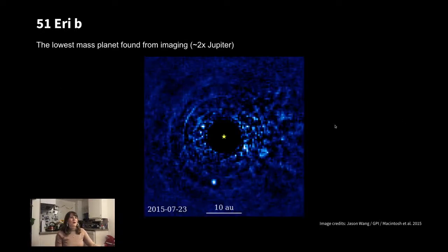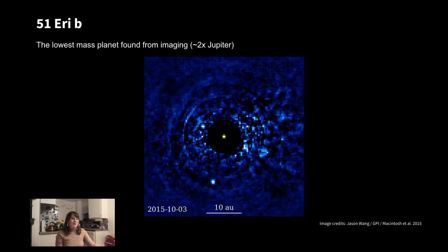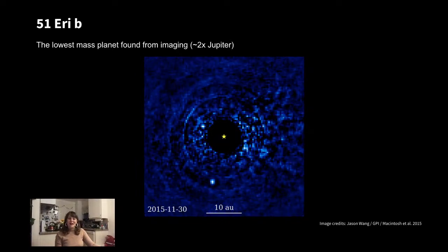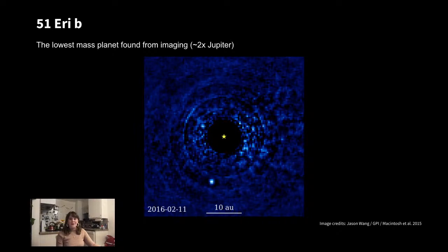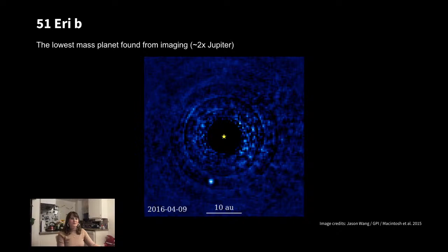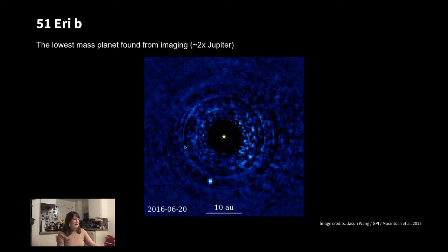So now we're going to go on a tour of some of the recently imaged objects, which should be pretty cool. So we've got here 51 Eridani b. So this is the lowest mass planet found from imaging. It's about 2 times the size of Jupiter. And you can clearly see its orbit, which is really neat.